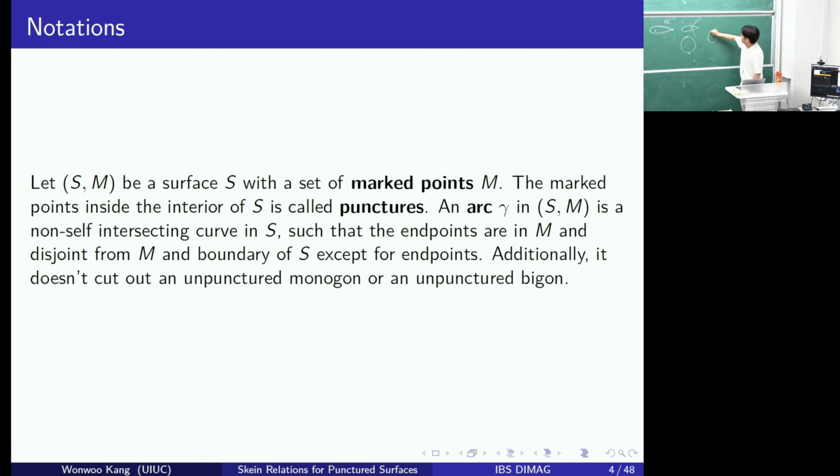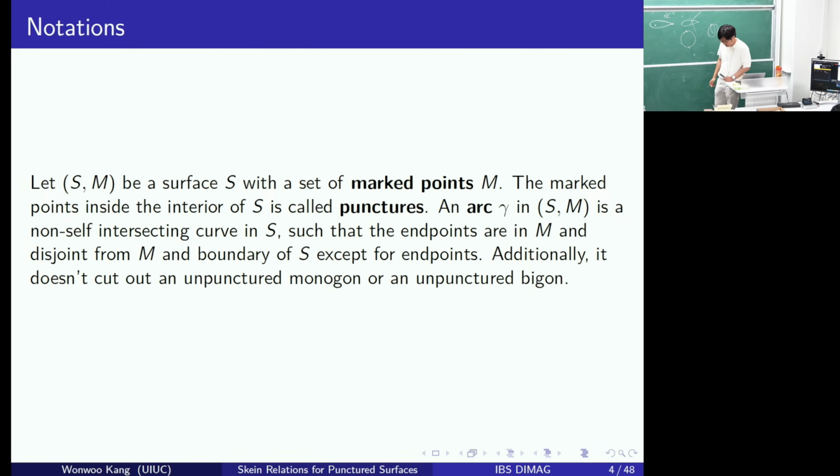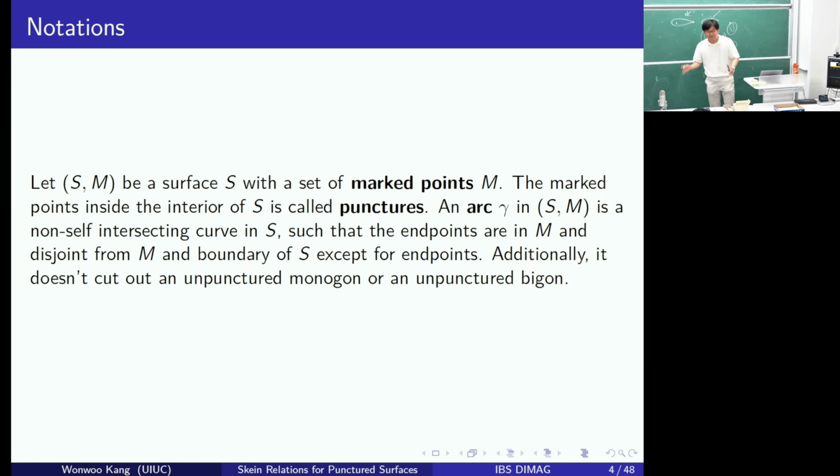If you have a sphere with one puncture, we can't even define an arc, because any closed curve will actually enclose what is called an unpunctured monogon. Also for two punctures, even if you have these kinds of arcs, as you can see, these cut out the bigon, so we can't say these are arcs. Technically, you can make a pair. Making a pair of S M is also fine, but in terms of making an arc, there's a difference.